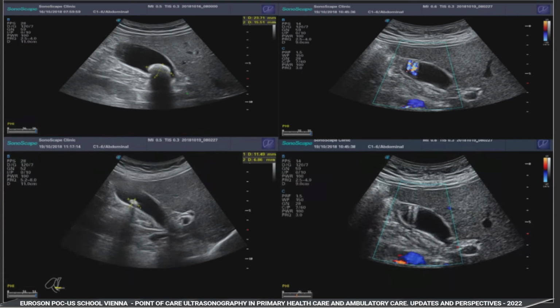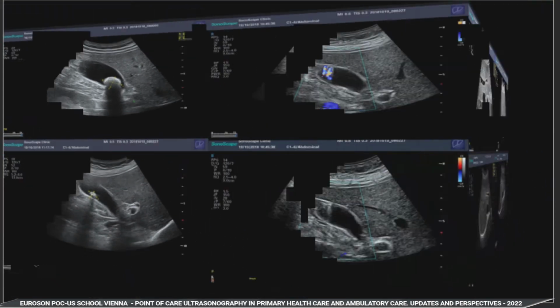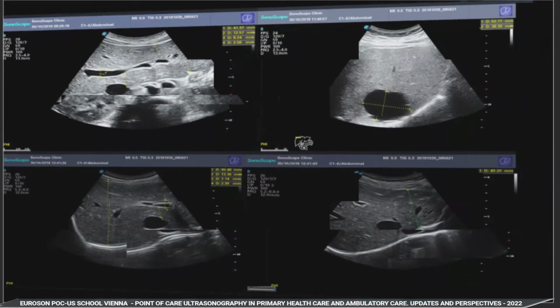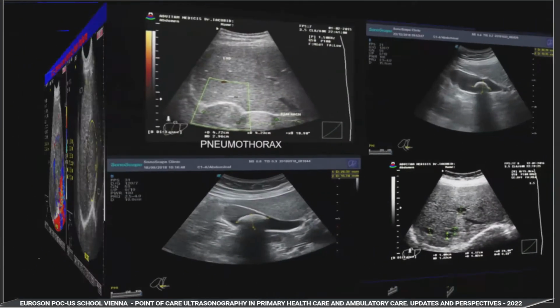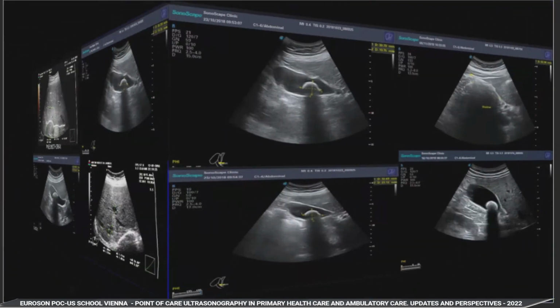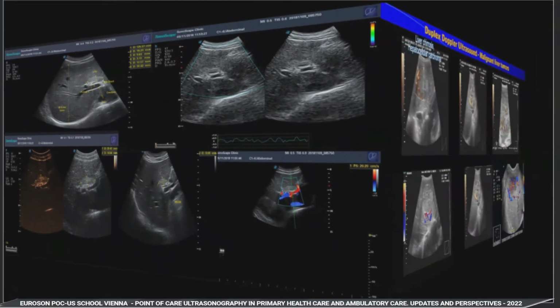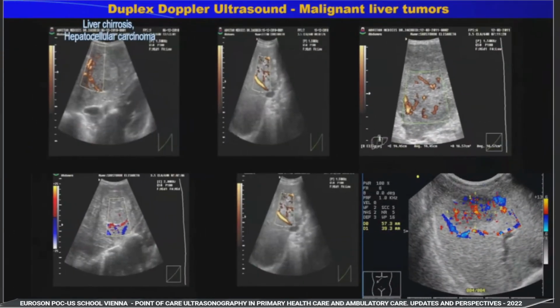And you can find here the stones. You can find some cystic lesions, some biliary cysts. You can find adenocarcinoma in your patients. You can find a lot of stones in your patient. You can find a lot of complications, and these are the malignant liver tumors.